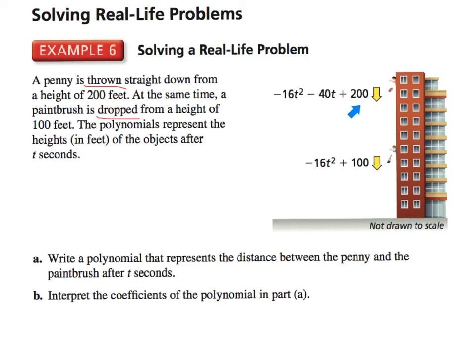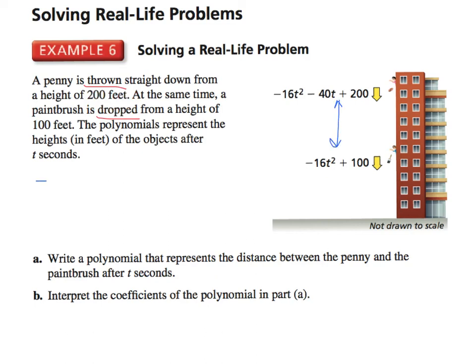So this entire polynomial represents the height of the object after t seconds. And the same thing with this one. So in A, we want to write a polynomial that represents the distance between the penny and the paintbrush. Since we want to know the distance between, we subtract them.